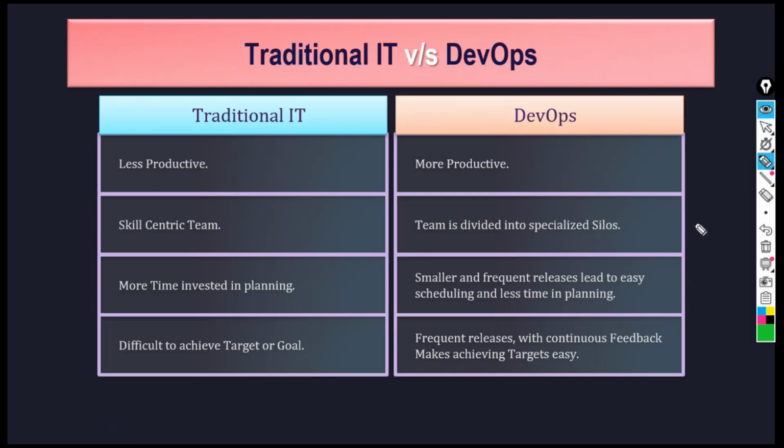Agile is agnostic to a big bang approach. It is against this approach. It is saying that you divide into small modules, small features, deliver fast, release fast. So frequent releases with continuous feedback make achieving targets easy.